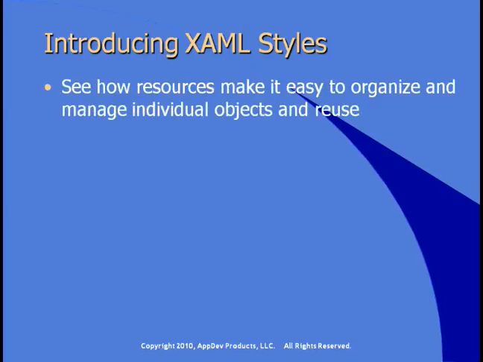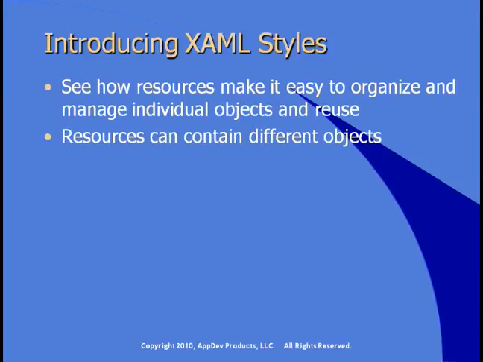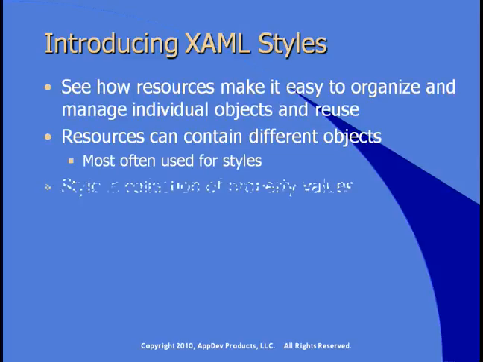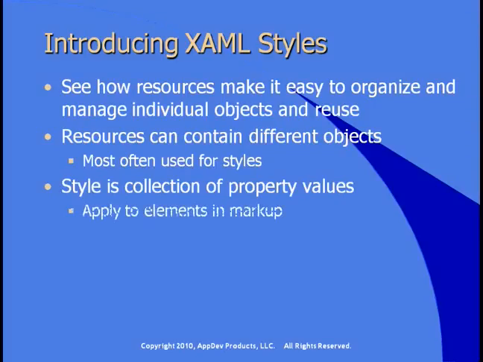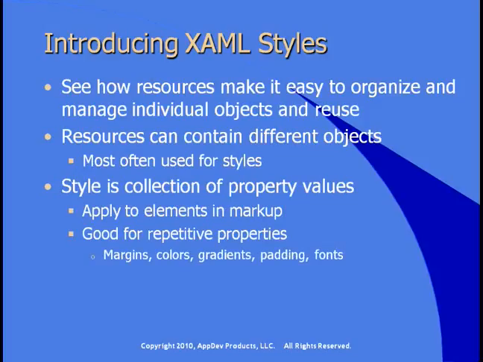You've seen how easy resources make it to organize and reuse individual objects in your applications. Resources can contain different kinds of objects, but they're most often used for holding styles. A style is a collection of property values that you can apply to elements in markup. It's good for repetitive properties, margins, colors, gradients, padding, and fonts, and other things that you apply to multiple different elements and want them to look alike.